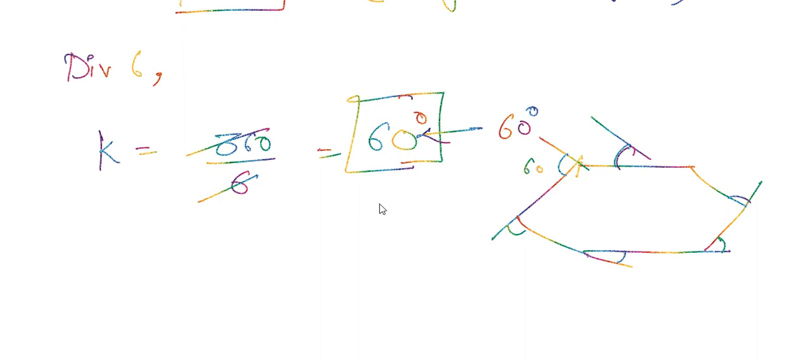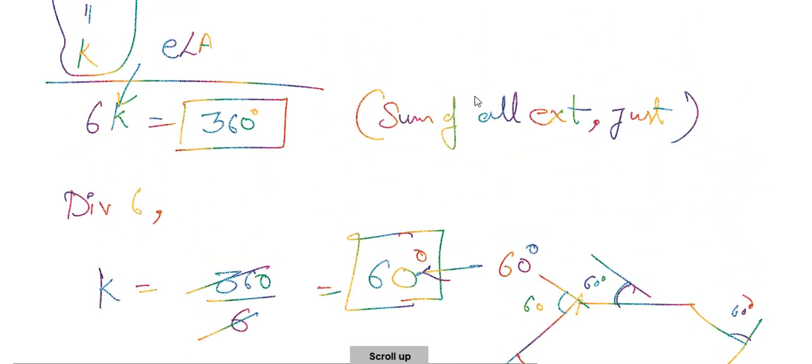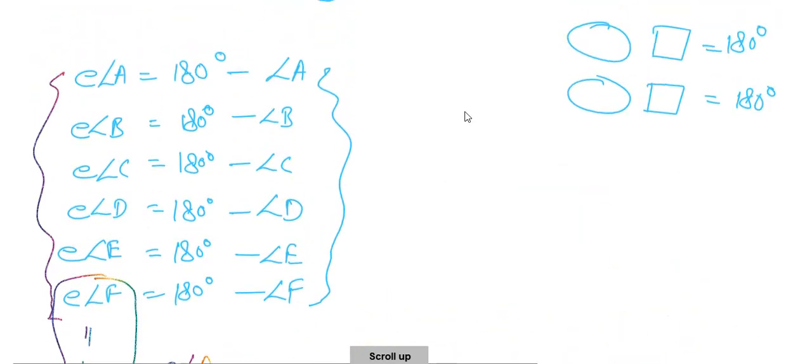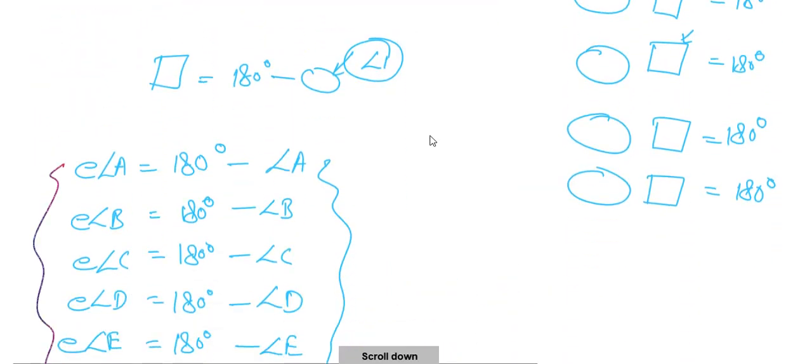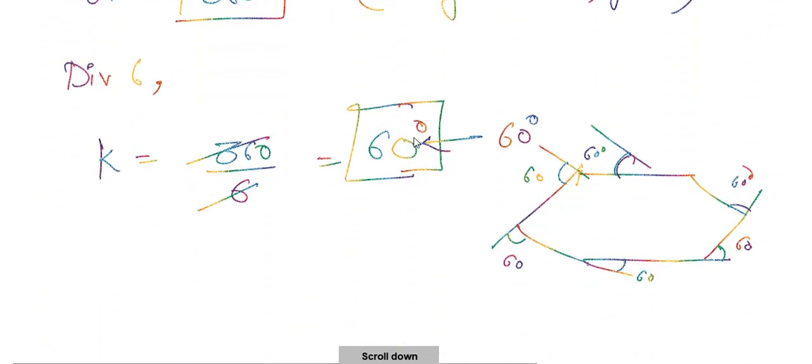So these are 60, 60, 60. This is a rough sketch. 60, 60. Okay, so we are clear with it. Let us now move our discussion to the types of quadrilaterals.